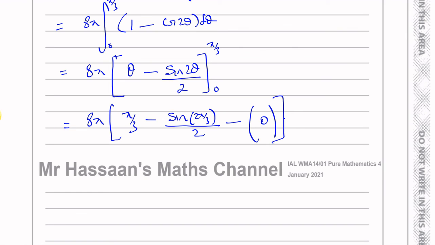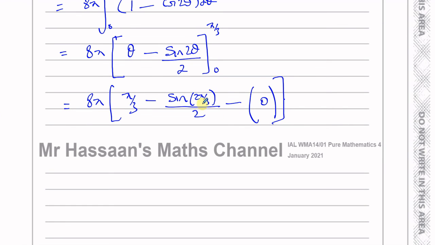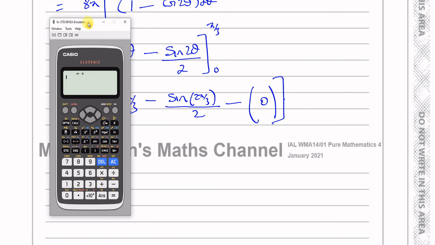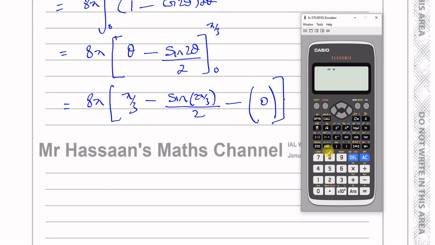Now, the sine of 2 pi over 3 gives you the same value as the sine of pi over 3, which, if you can just use your calculator for that, it's no problem. The sine of pi over 3 is like the sine of 60 degrees, so it's root 3 over 2. So let's just have a look. The sine of 2 pi over 3, 2 pi divided by 3, gives root 3 over 2. I was right.